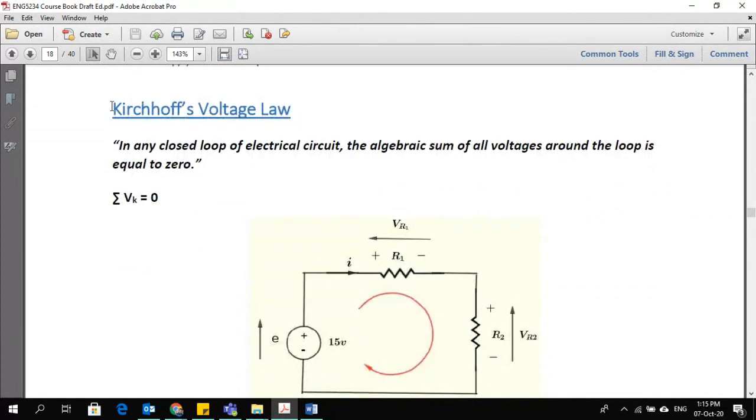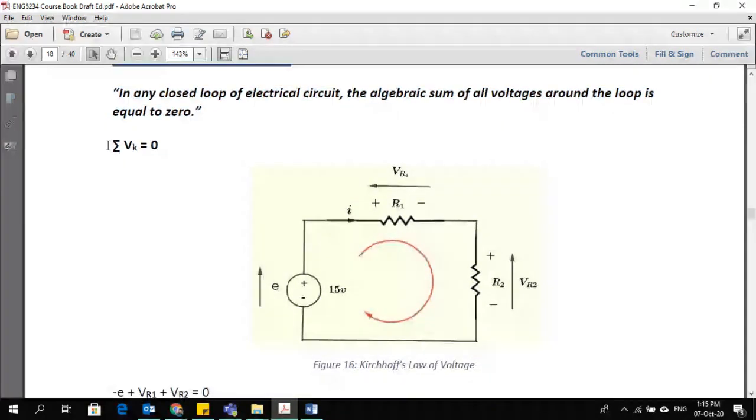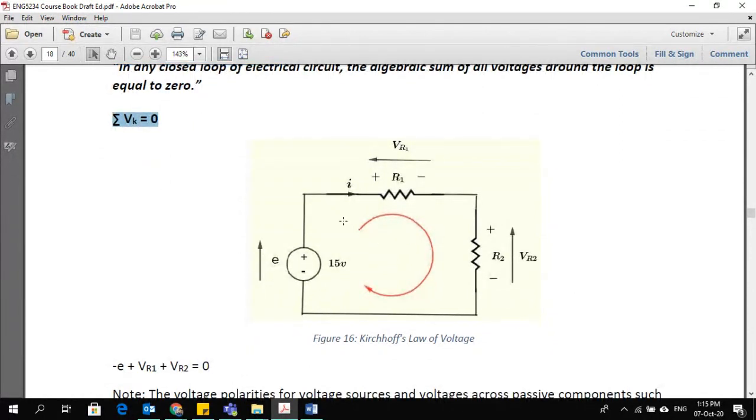The same scientist Kirchhoff also formulated Kirchhoff's voltage law. In that law it says, in any closed loop of an electrical circuit, the algebraic sum of all voltages around the loop is equal to 0. So the sum of all the voltages is equal to 0. Loop means this is a loop. This is a closed circuit, having one path.